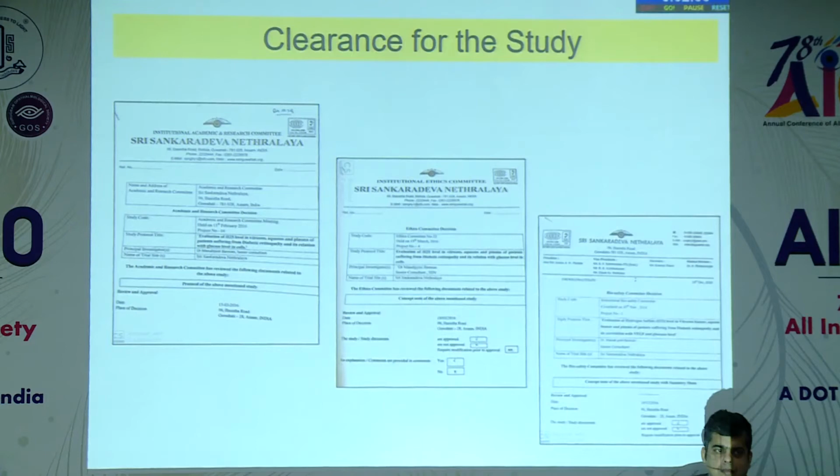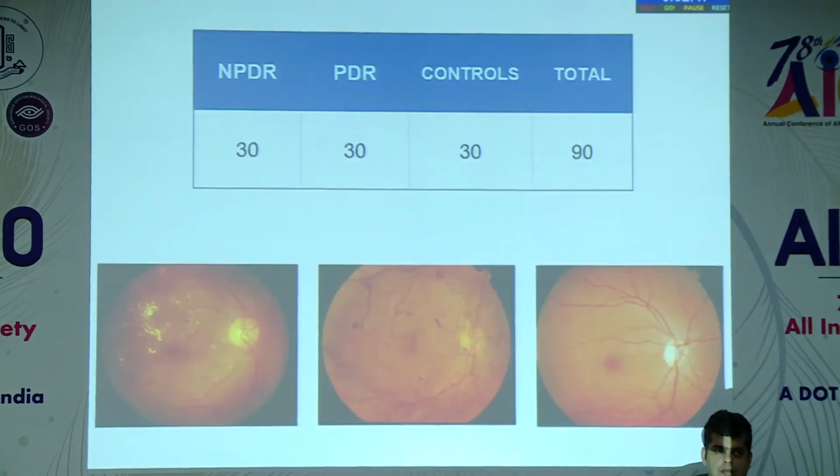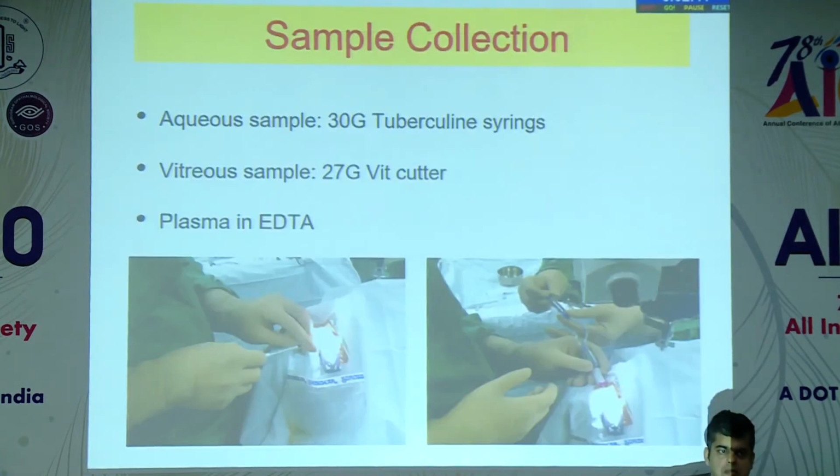These are the clearances of the study from the Institutional Research Committee, Ethics Committee, and Biosafety Committee. And this is a standard patient consent form signed by the patient and attendant. Thirty cases each from NPDR, PDR, and control groups, a total of 90, were recruited for the study.